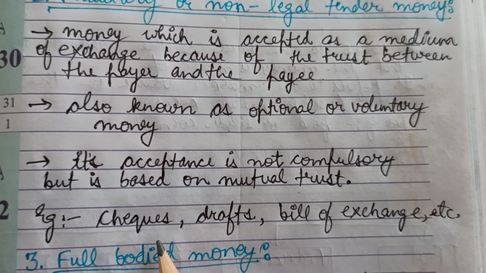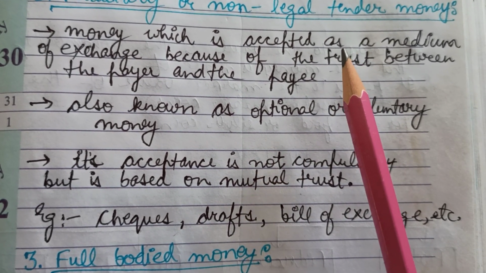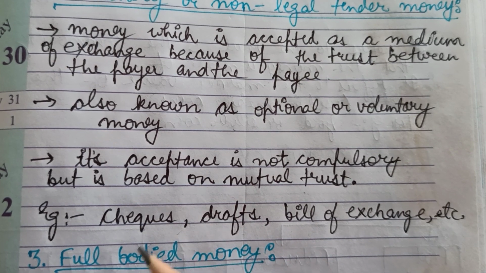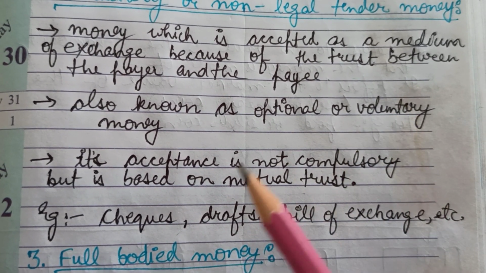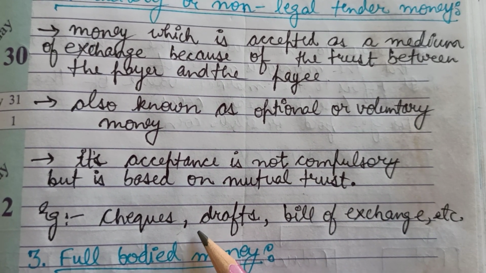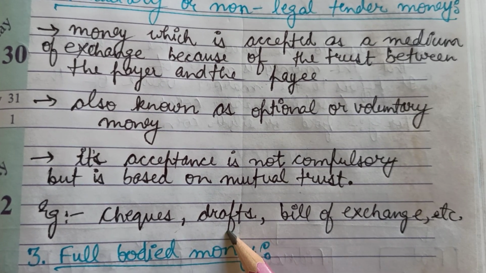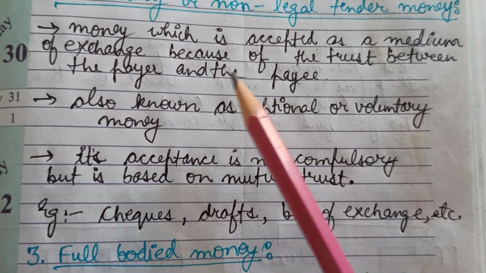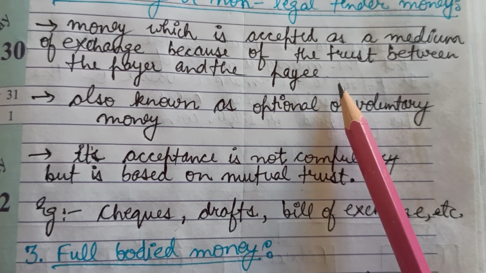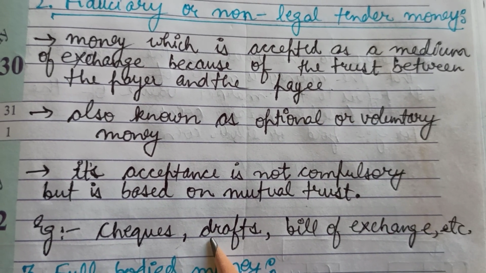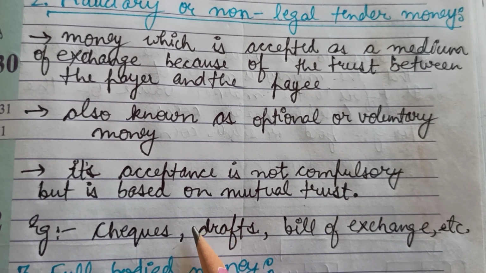That is, the check is not legally backed up by the government, but still it is being used in the market, or the draft money is being used only because of the trust between the payer and the payee, that they will not engage in any kind of activity which may cause loss to another individual.